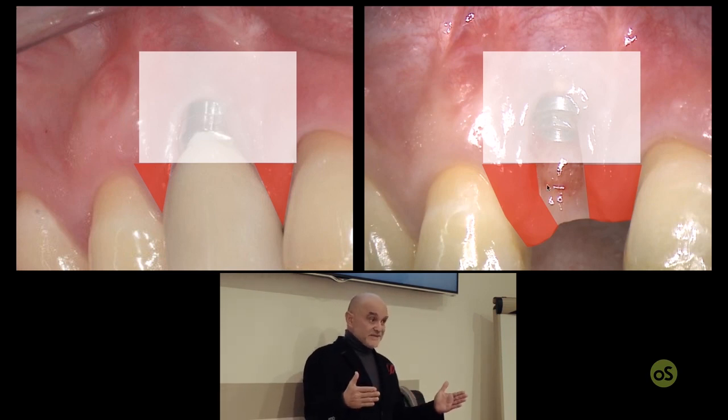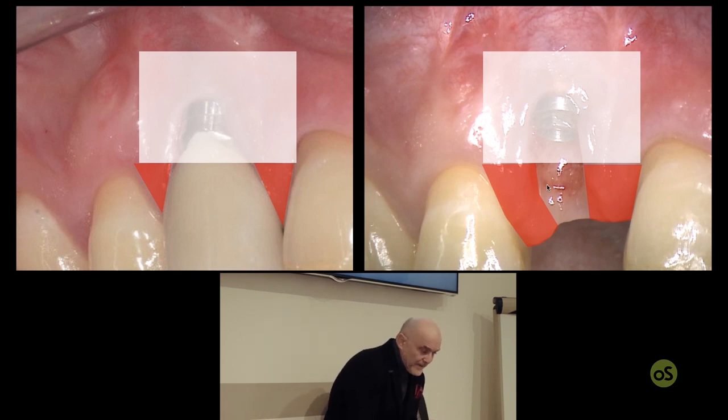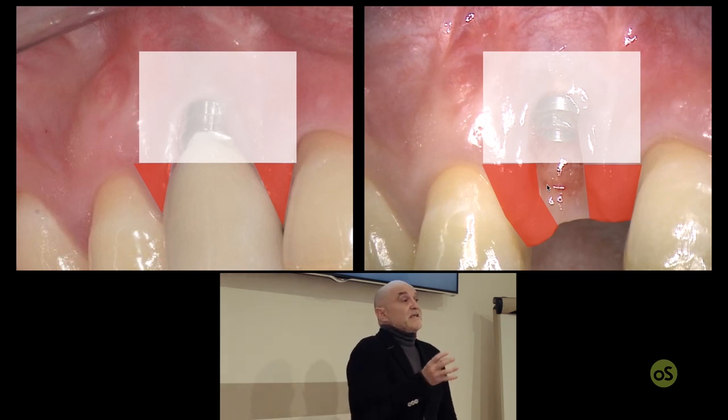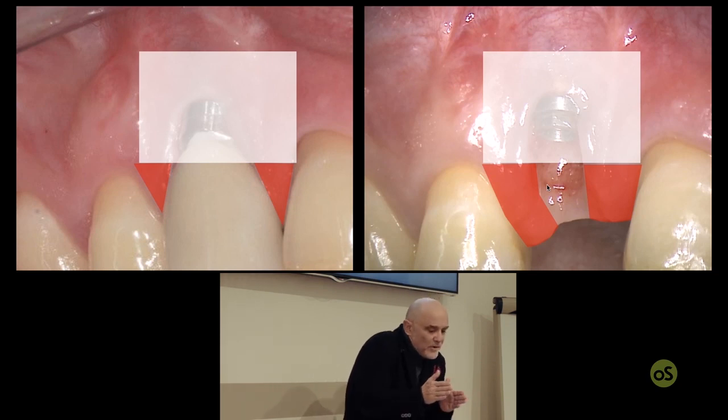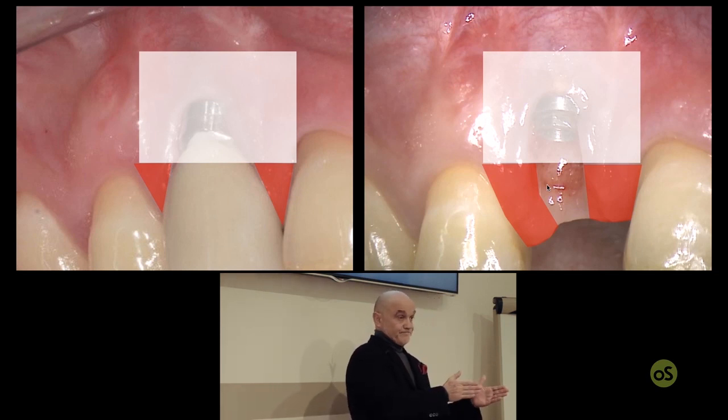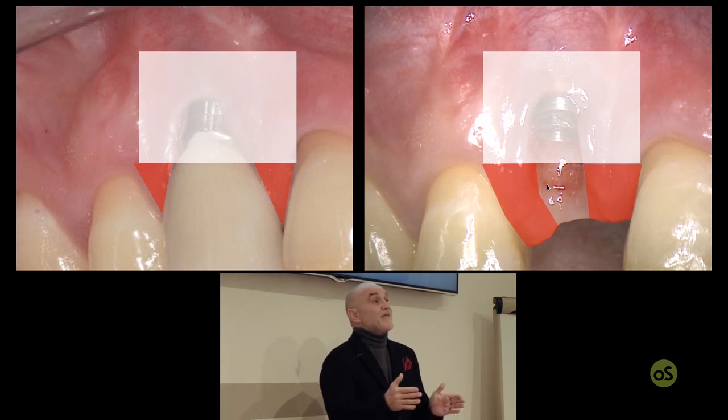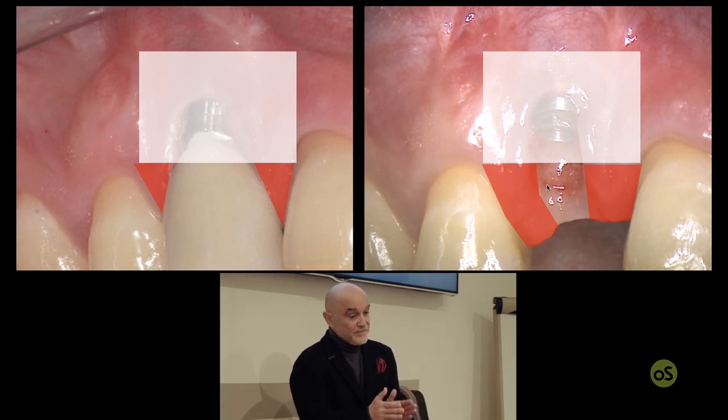How long does it take for the soft tissue to completely fill the space that was previously occupied by the crown and by the abutment? No less than 2 months. So you have to ask the patient to wear a short temporary crown for 2, sometimes 3 months. The closer the implant is to the adjacent teeth, the more time it takes for the tissue to fill it.